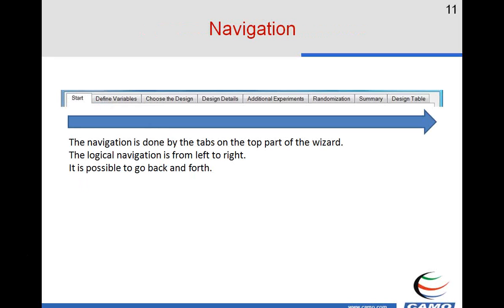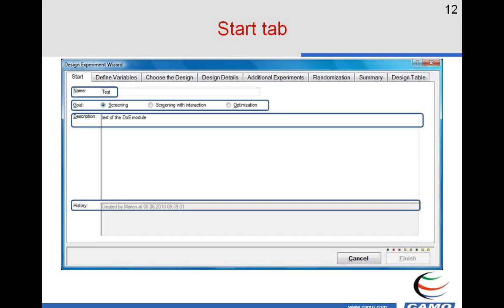So let's see how it works. Here you have the top of the wizard that shows you different tabs. Basically you navigate from left to right with different tabs where each tab has a specific function. But you can also go back and forth. If you made a mistake, you can go back, make changes, and then go forward again. So let's see how it looks. Here we have the Start tab. So that's the first tab.